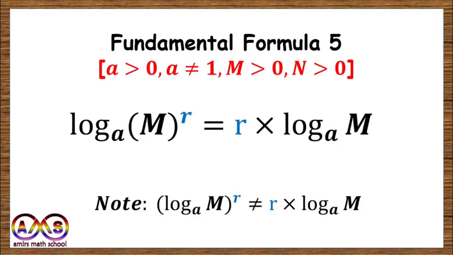Now, fundamental formula 5. With the condition a greater than 0, a not equal to 1, m greater than 0 and n greater than 0, log a base m to the power r is equal to r into log a base m. When we simplify the equation, log a base m to the power r gives the value r into log a base m. Note for this formula, that log a base m whole to the power r is not equal to r into log a base m.